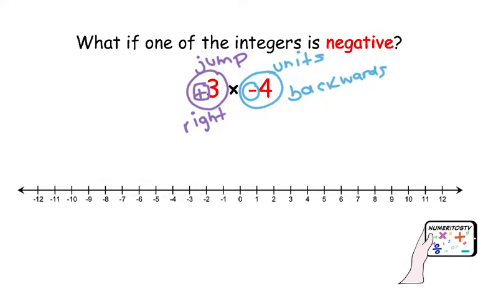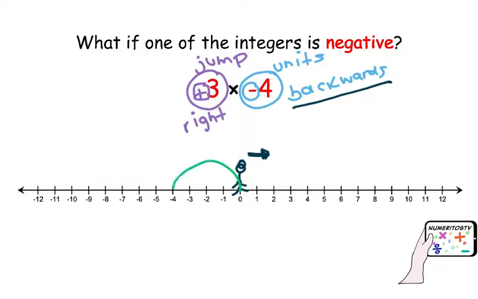So again, we start here at 0. I am going to turn right because my first number is positive. Then I am going to jump 3 times backwards, jumps of 4 units. So I'm going to do these jumps backwards.